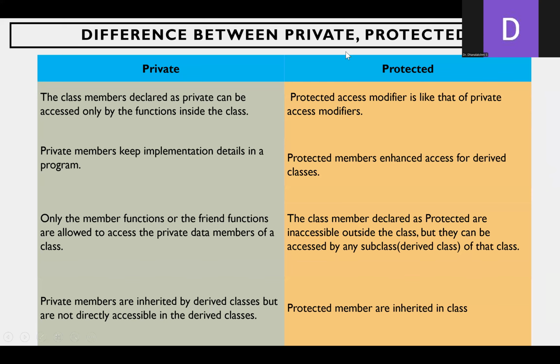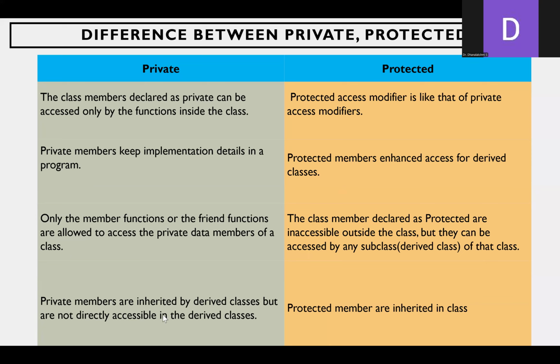So coming to the last slide, that's the private and protected difference. Class members declared as private can be accessed only by the functions inside the class. Whereas the protected access modifier is like the private access modifier. Private members keep implementation details in a program. The protected members enhance access for derived classes. Only the member functions or friend functions are allowed to access the private data members of a class. Class members declared as protected are inaccessible outside the class, but they can be accessed by the subclass, that's the derived class of that particular class.